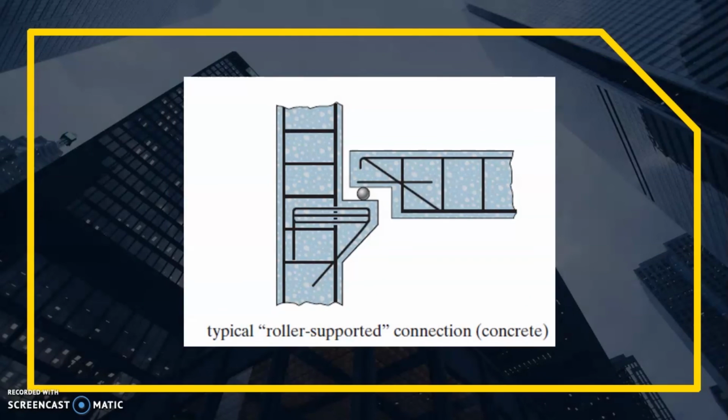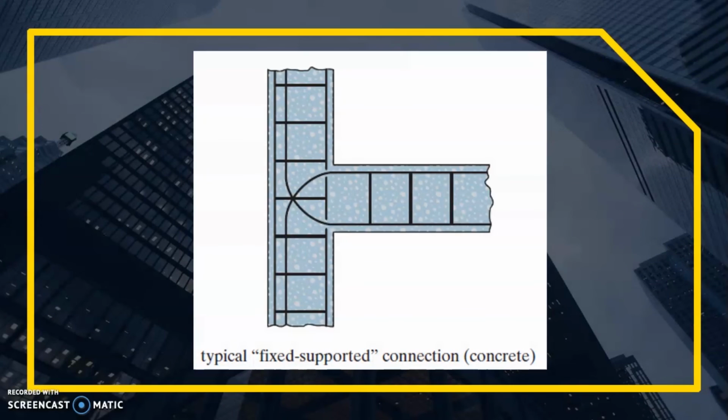Ito yung tawag din sa typical roller supported connection. As you can see, one-sided lang yung support, yung vertical lang, walang magre-resist sa horizontal. Para siyang sliding lang, no? Parang nakapatong lang yung beam to column. Kaya, ang tawag sa kanya is roller support. Ito naman yung tawag sa fixed supported connection. As you can see, this monolithic construction kasi sabay ang buhos ng beam and column. So, pag ganyan, fixed supported.